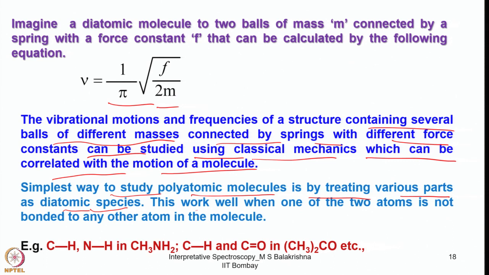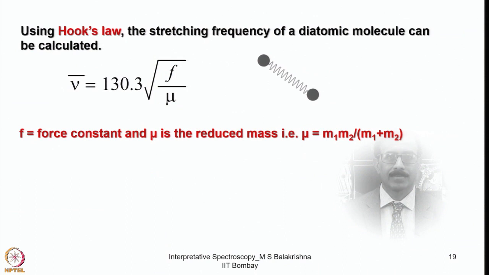This works well when one of the two atoms is not bonded to any other atom in the molecule, so we have a terminal atom, and the other is bonded to another. In that case, it helps very well. For example, in CH, C may be connected to something else, but H is terminal. Similarly, in methylamine we can consider CH or NH, both have a terminal atom. And similarly, we can consider CH and OH in the case of acetone. So we can always simplify for better understanding of these facts that are governed by quantum mechanical rules.